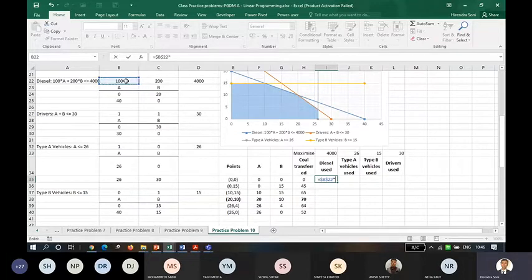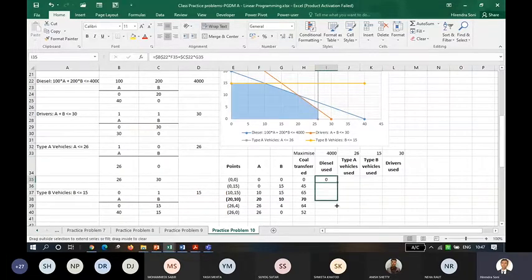Okay, into this value A plus 200, I will freeze this also into B. This tells me how much diesel has been used. Since no vehicle has been used, no diesel got used. Now let us look at this.